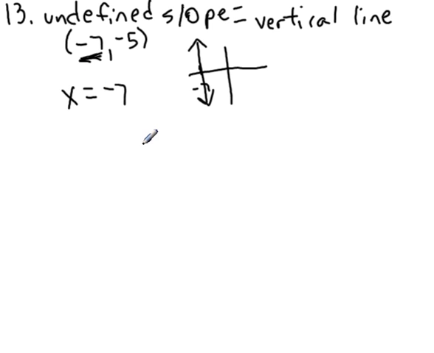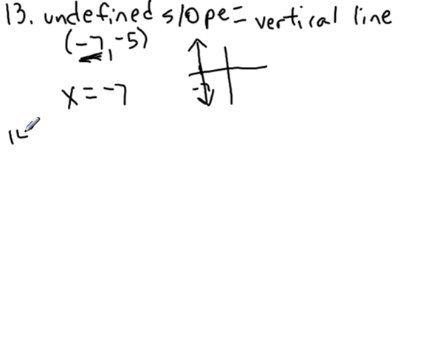So all you have to know if they're asking you to write an equation of a vertical line or an equation whose slope is undefined, all you have to know is the x value of the point that they've given you and put an x in front of that value, and that's the equation of the line.